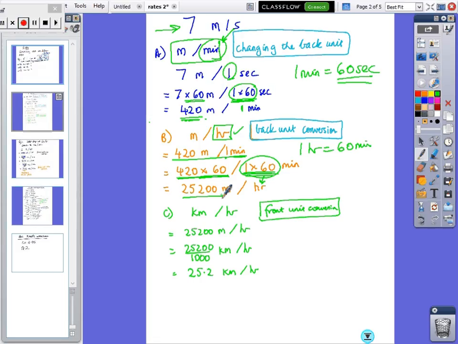In the last one, I want to convert the front. I use this answer and bring it down. The hours is okay, but I've got to turn meters into kilometers, and that happens by dividing by 1,000. On one of my later slides, I'll give you all the conversion numbers again. To convert meters into kilometers, we divide by 1,000. On your calculator, or just by moving the decimal place, you get 25.2. So can you copy that down and come across when you're ready?